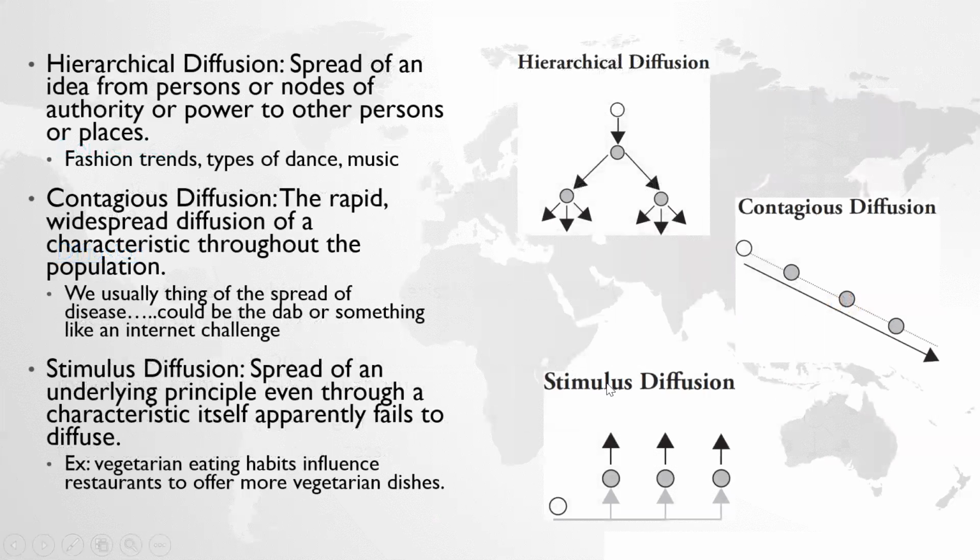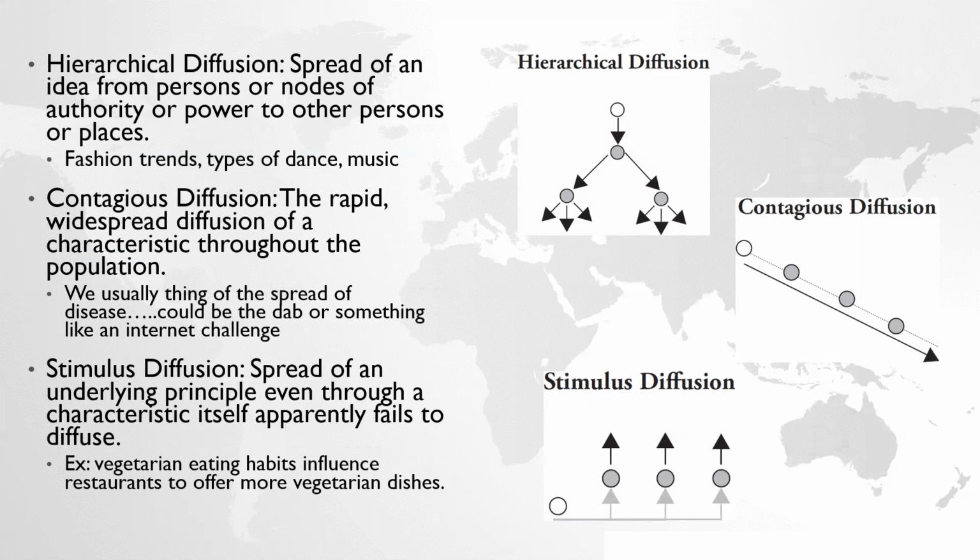A couple of other diffusions here. Hierarchical diffusion is the spread of an idea from persons or nodes of authority to other persons or places. It doesn't necessarily have to be from a person of authority; it could be from the bottom up as well. Think fashion trends, with politicians or musicians, people high up that we like to think hold power. Types of dance, music.